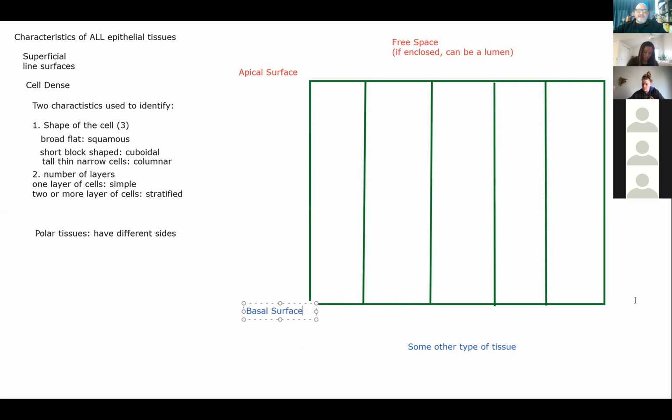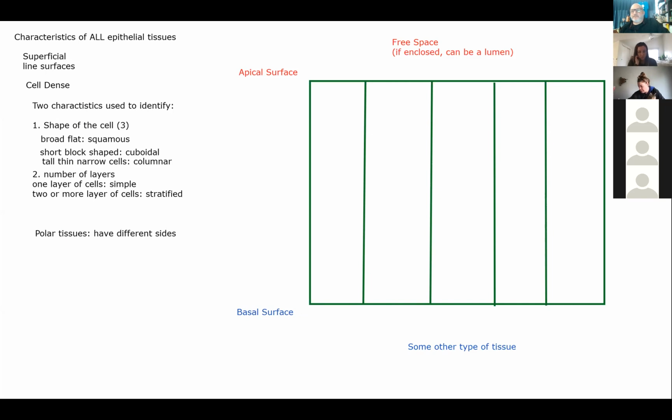Now, this connecting part is a teeny bit tricky. It turns out we need a little bit of glue. Wait, hold on. I didn't mean to do that. So let me rewrite that in dark blue. So there we have our basal surface, matching our apical surface. Perfect.